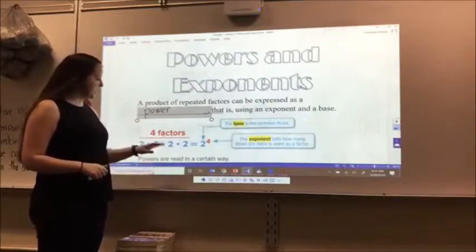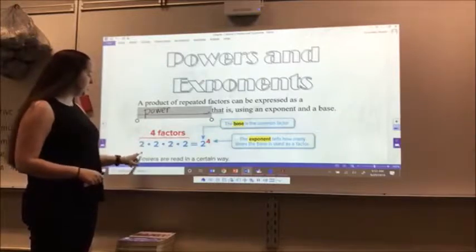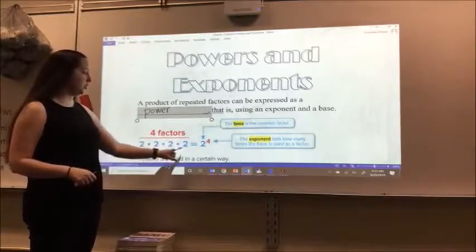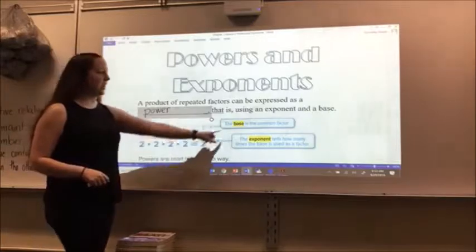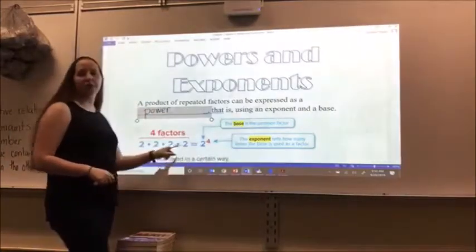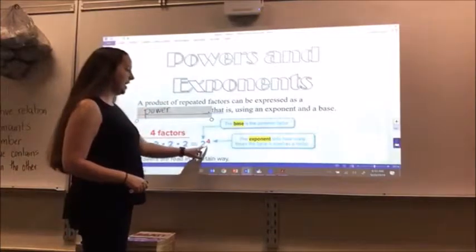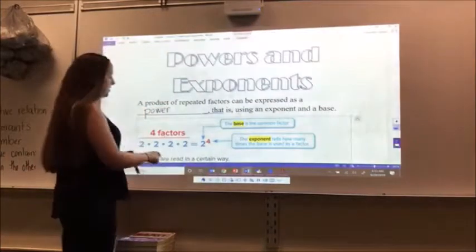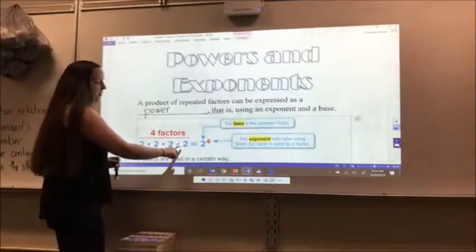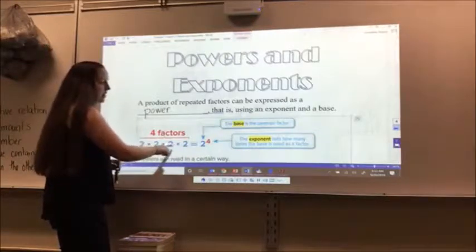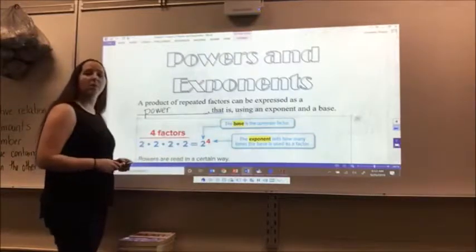As you can see, we have four factors here, 2 times 2 times 2 times 2, which gives us 2. That's the base. The base is the common factor, the one that's the same. And the exponent tells us how many times the base is used as a factor. So I have 1, 2, 3, 4 of the bases, which means my exponent will be 4.